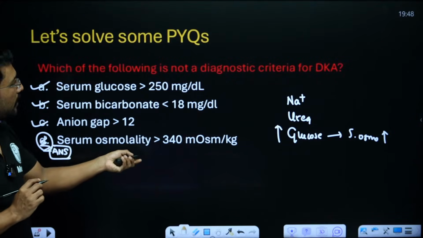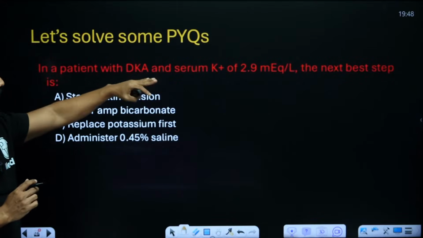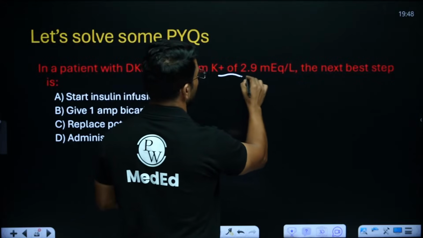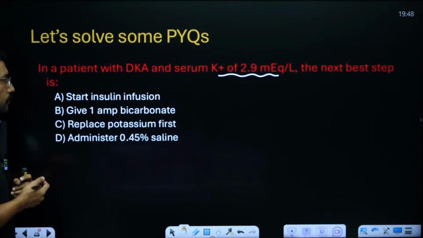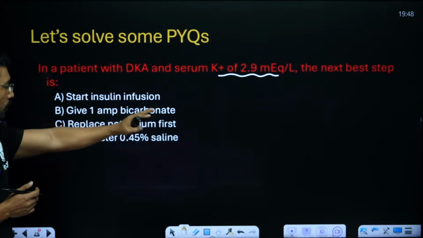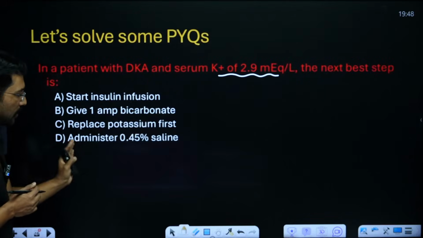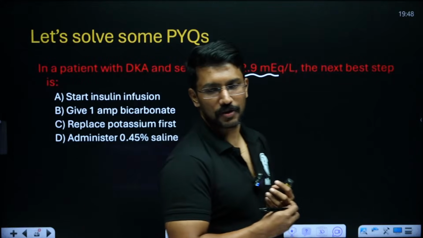Okay, so let me take you through one more question. Here's the question. In a patient with DKA and serum potassium of 2.9, this is one of our INI-CET questions, the next best step is, 4 options: start insulin infusion, give 1 ampoule of bicarbonate, replace potassium first, administer 0.45 saline. What should be our answer in this question?